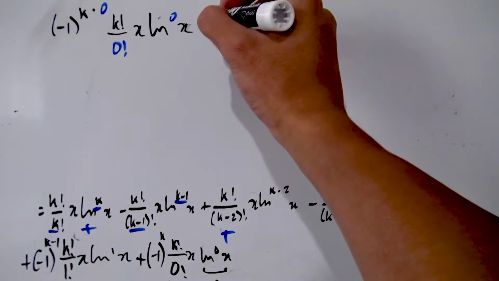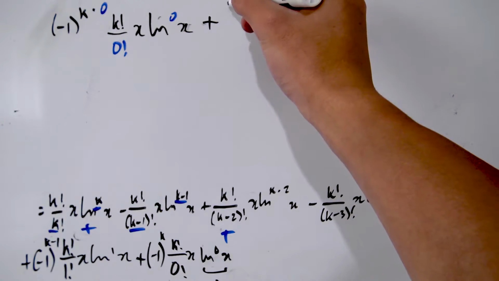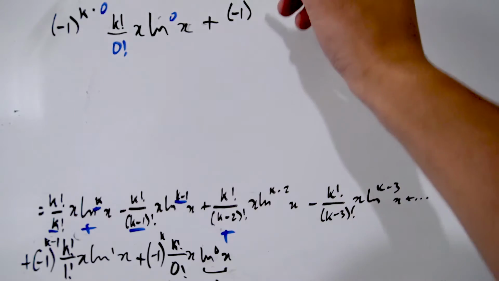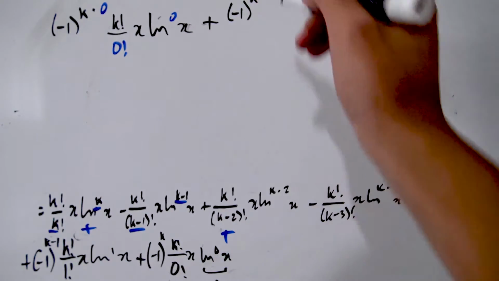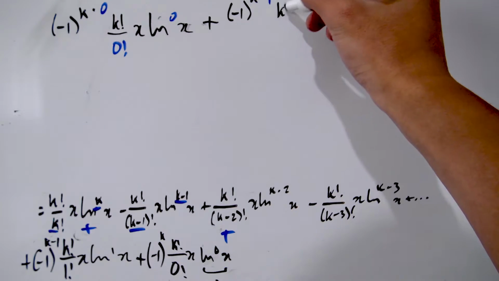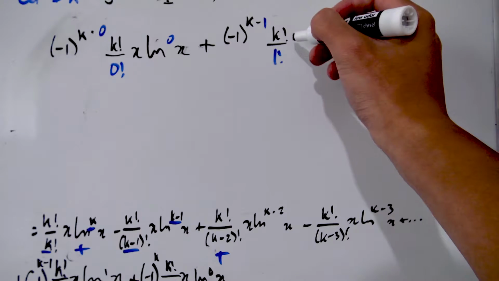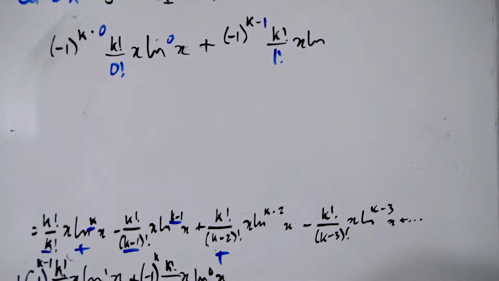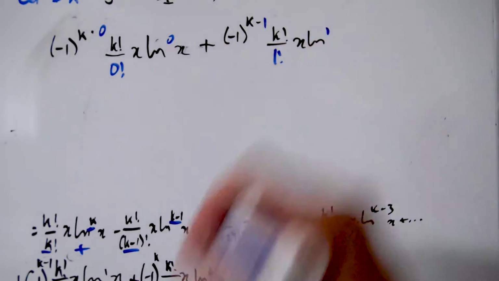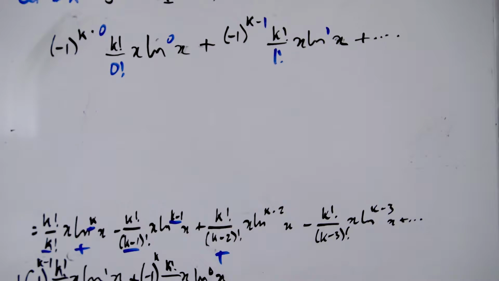Alright, so for the next term we're going to add, we start off with this -1 thing first. So we have -1, and here it's k minus 1. I'll highlight this 1 in blue. Then we have k factorial over 1 factorial, and here we have x natural log to the first power of x. Alright, so this will keep going, so you have plus... So finally we arrive near the end, where we get to this first term here.